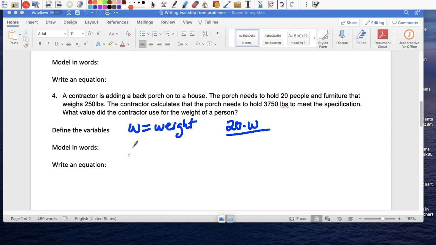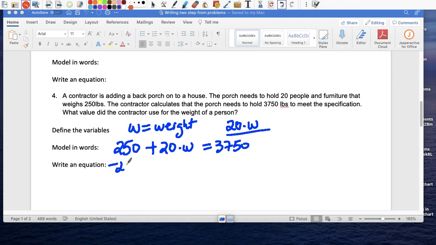On top of the porch, I'm going to put the furniture, and the furniture is going to weigh 250 pounds. The furniture plus 20 people multiplied by their weight, which probably took an average, all that has to equal 3,750. So what weight did the contractor use for each person?